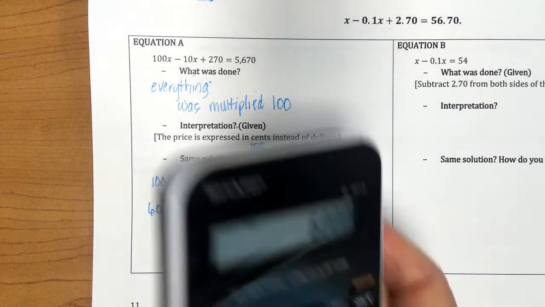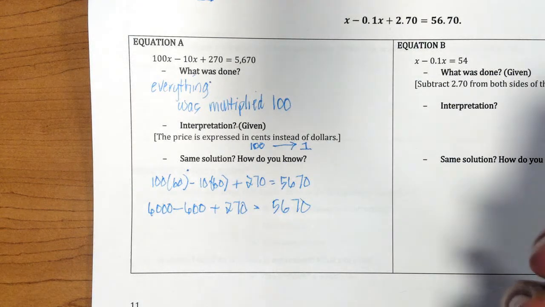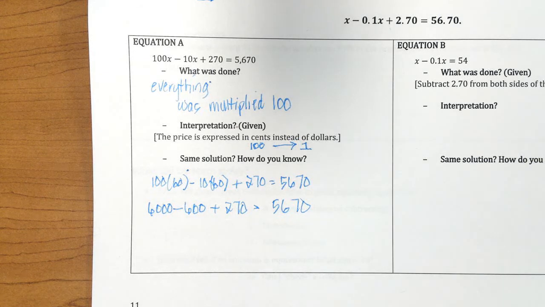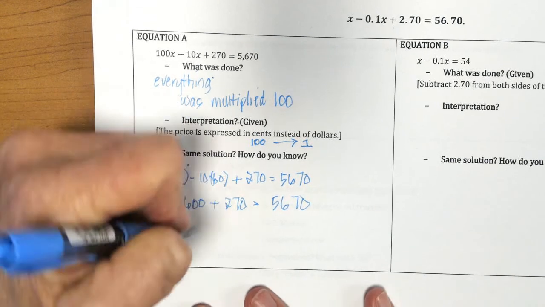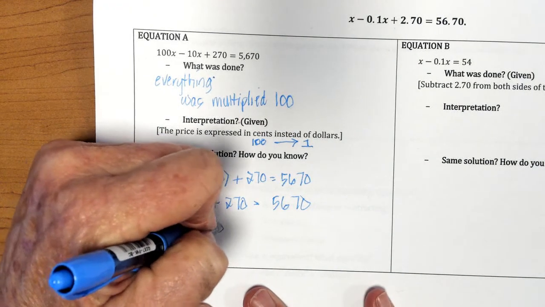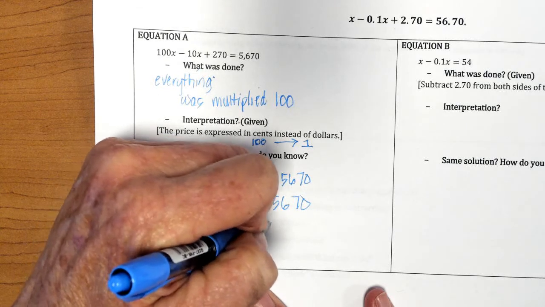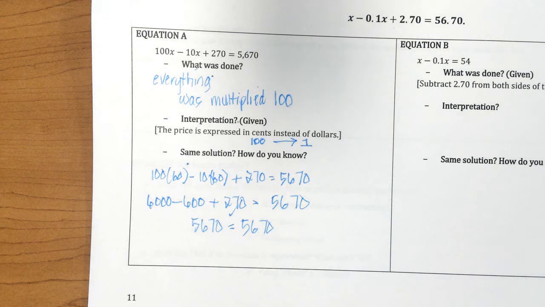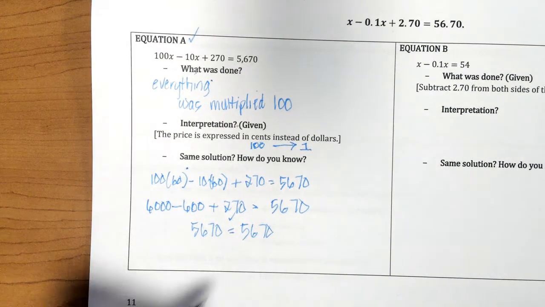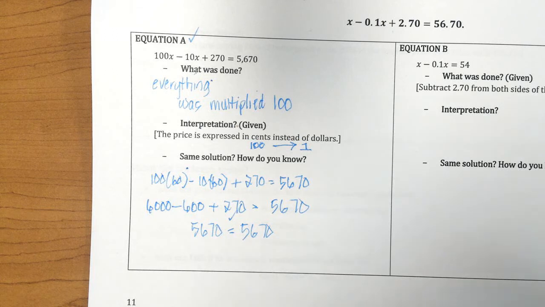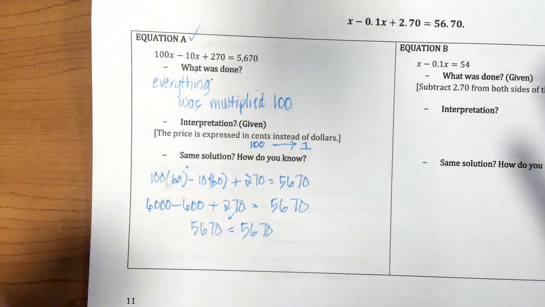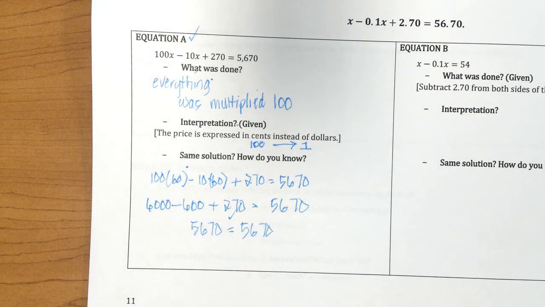Well, again, use a calculator. I'm going to go 6,000 minus 600 plus 270. And I was just kind of thinking about what we did. It should balance, and it does. 5,670 is definitely equal to 5,670. There's my documentation right there. All right, so that's equation A. So what did we do? We multiplied by 100. It didn't change anything because we did 100 to everything. So we expressed everything in terms of cents instead of dollars.